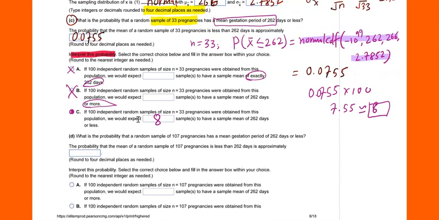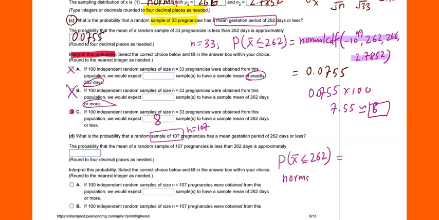Part D. Again, a similar question with a sample of 107. Here n equals 107, and again you're looking for P of X bar less than or equal to 262. Exactly similar, but what's the difference here? We are using another standard deviation. What's the standard deviation you're using? Let me write it down for you.